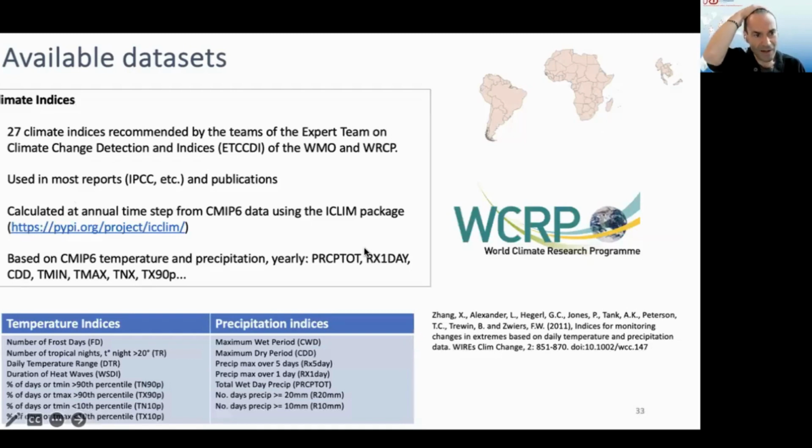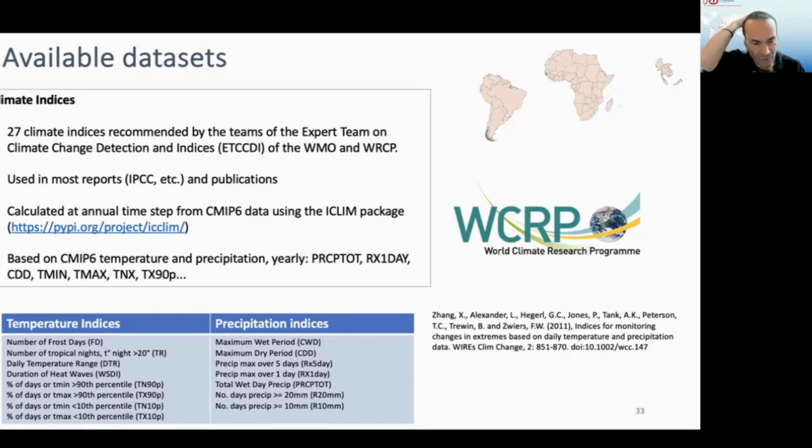We have also climate indices that have been computed based on the expert team of climate change detection and indices of the World Meteorological Organization, which are the most known climate indices. We have extreme indices like the duration of heat waves, like very hot days. You have maximum wet period, maximum dry period.